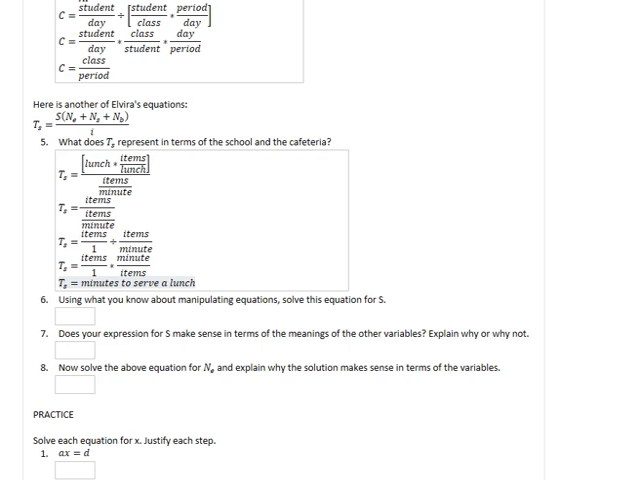Which is really important because if you're taking too long to serve lunch, maybe you need to hire on more workers. Maybe you need more lines. You have to look at what the holdup is. That's very important for any business's bottom line.